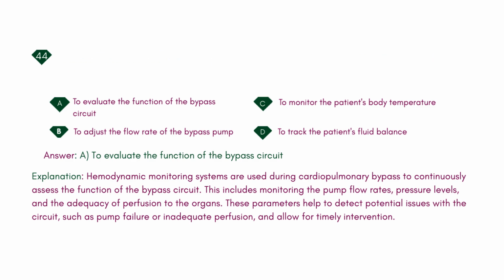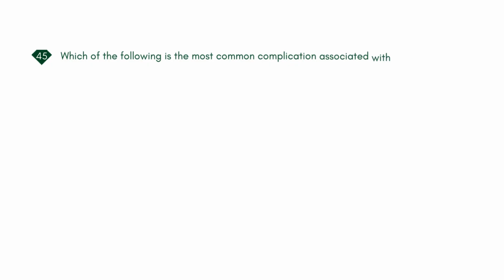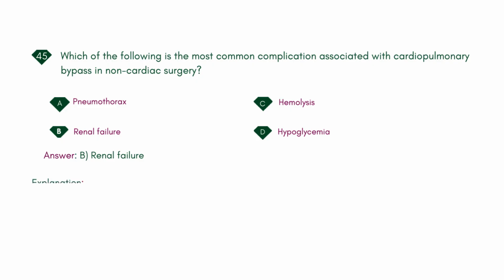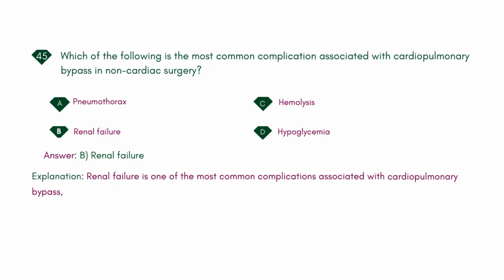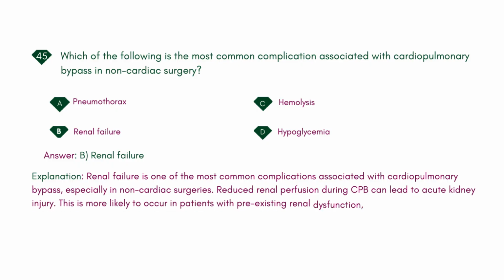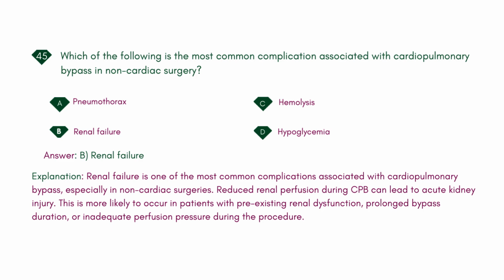Which of the following is the most common complication associated with cardiopulmonary bypass in non-cardiac surgery? A. Pneumothorax. B. Renal failure. C. Hemolysis. D. Hypoglycemia. Answer: B. Renal failure.